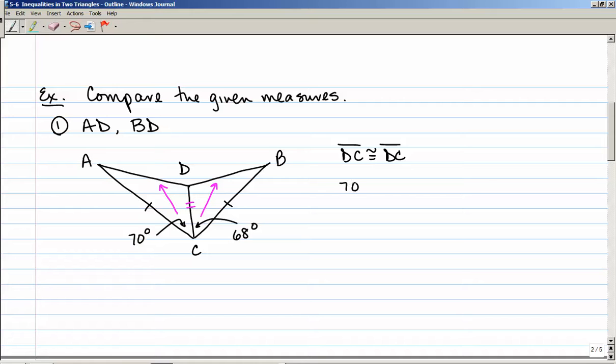So the Hinge theorem does apply here. And since 70 is greater than 68, the measure of this angle is 70, the measure of this angle is 68, then the side opposite the 70-degree angle is going to be greater than the side opposite the 68-degree angle. So this is what we're looking for, an inequality written like this. Compare the two given measures, so the length of AD is greater than the length of BD, because AD is opposite a 70-degree angle and BD is opposite a 68-degree angle.